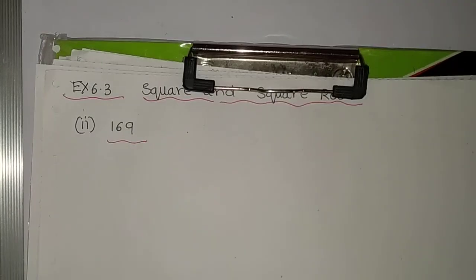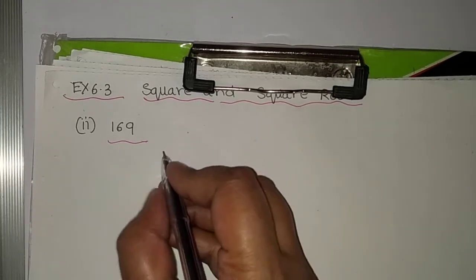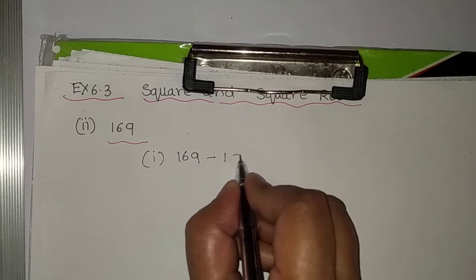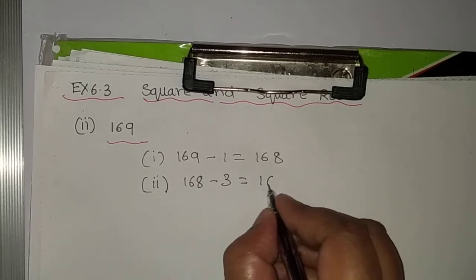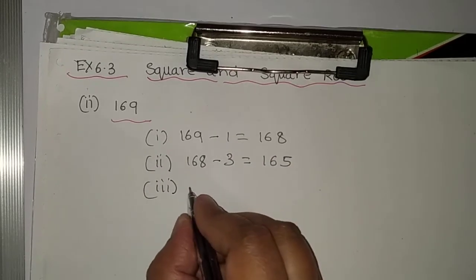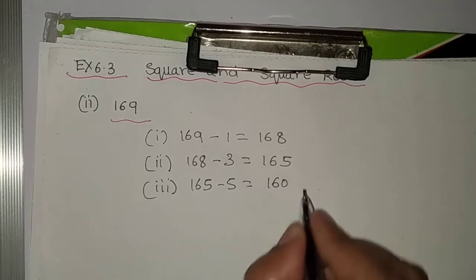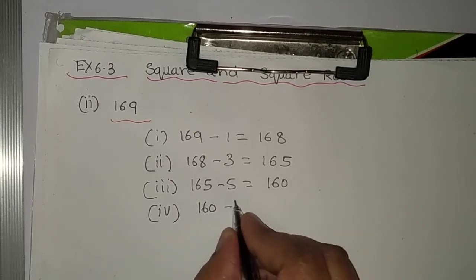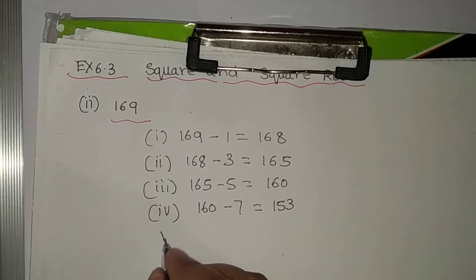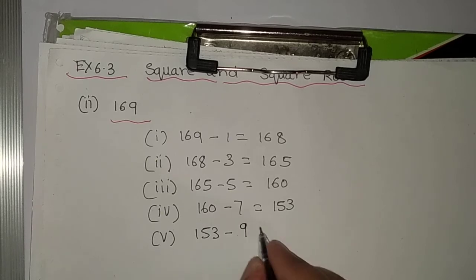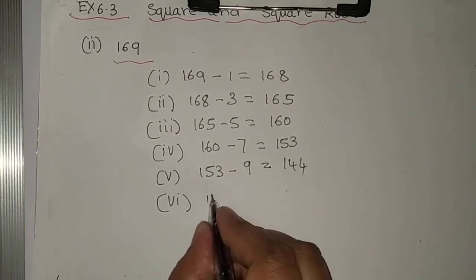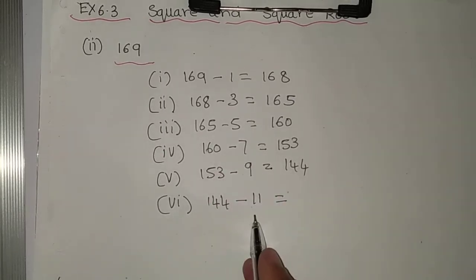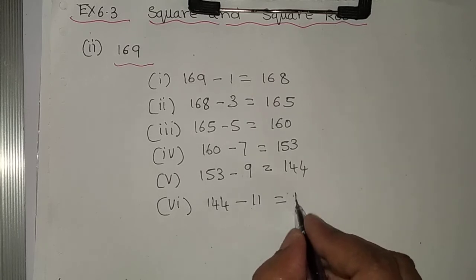So the next problem is 169. We'll start directly. The first step: 169 minus the first odd number, 1, is 168. Second, 168 minus 3 is equal to 165. Similarly the third step, 165 minus 5 is equal to 160. Fourth step is 160 minus 7 is equal to 153. Then fifth step, 153 minus 9 is equal to 144. Sixth step is 144 minus 11, the next successive odd number, so 144 minus 11 will become 133.